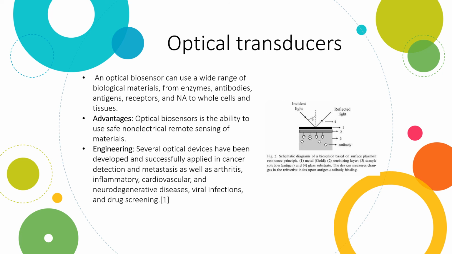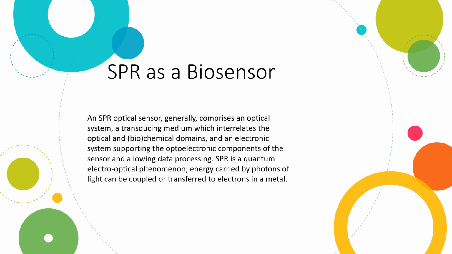On the right is a schematic diagram of the biosensor. It has a sensitizing layer, an antigen, and a glass substrate. Lastly, I'd like to speak about the SPR optical sensor, which comprises an optical system, a transducing medium which interrelates the optical and biochemical domains, and an electronic system supporting the opto-electronic components of the sensor, allowing data processing.